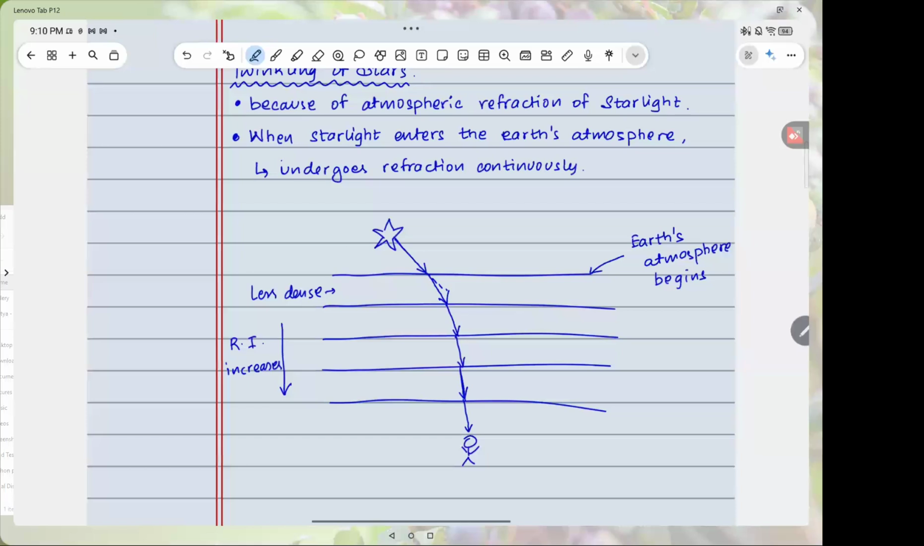Okay. So what we see is only this part, but the actual position of the star is here, while what we are seeing is the star will be here because the light gets refracted and it bends. And this is the position that we observe, which is called the apparent position.